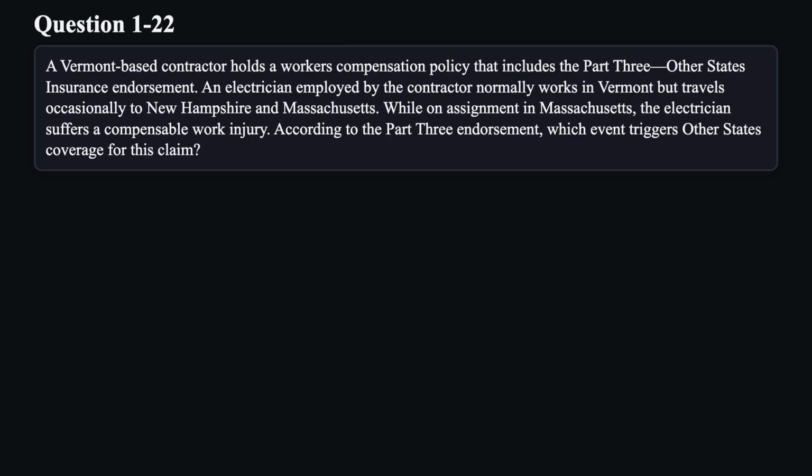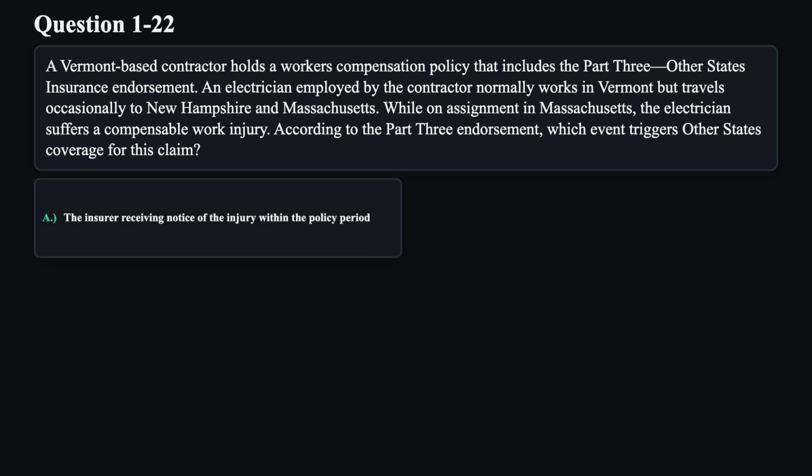Question 22. A Vermont-based contractor holds a workers' compensation policy that includes the Part 3 other states' insurance endorsement. An electrician employed by the contractor normally works in Vermont, but travels occasionally to New Hampshire and Massachusetts. While on assignment in Massachusetts, the electrician suffers a compensable work injury. According to the Part 3 endorsement, which event triggers other states' coverage for this claim?